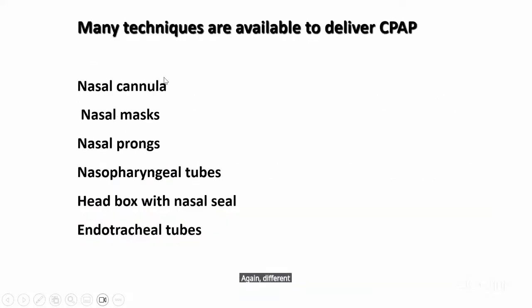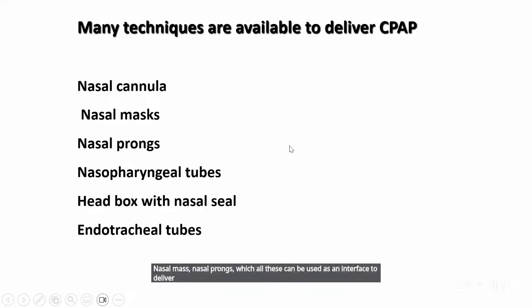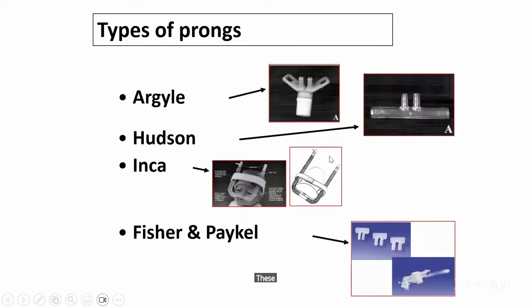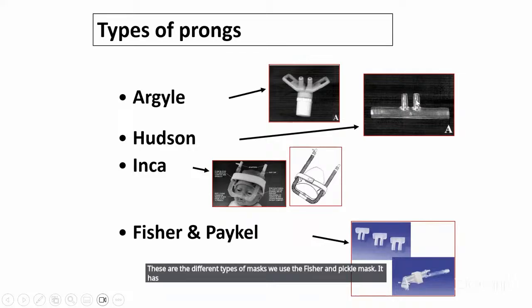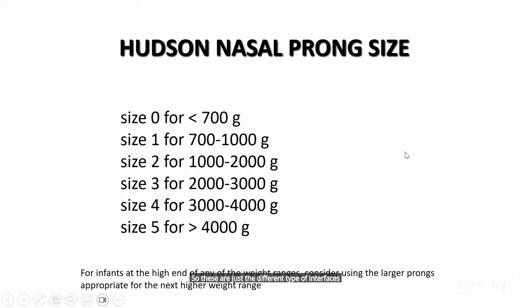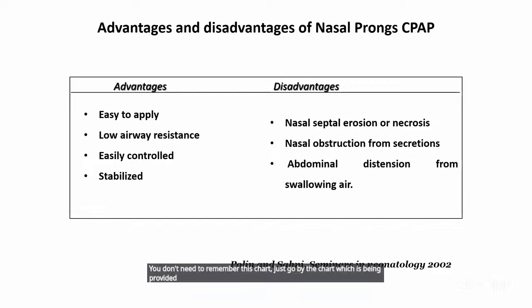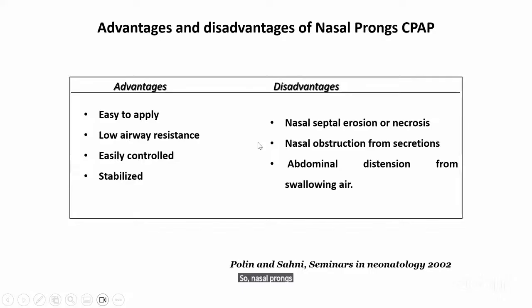Again, different techniques are used as an interface, starting from cannulas, which can be used as a mask, nasal mask, and nasal prongs, all of which can be used as an interface to deliver the positive airway pressure. These are the different types of mask. We use this Fisher and Paykel mask. It has both mask and nasal cannula, and this is the Hudson cannula. So these are just the different types of interfaces. You don't need to remember this chart, just go by the chart which is provided by the company whose mask we are using. So nasal prongs and the nasal mask are most commonly used.